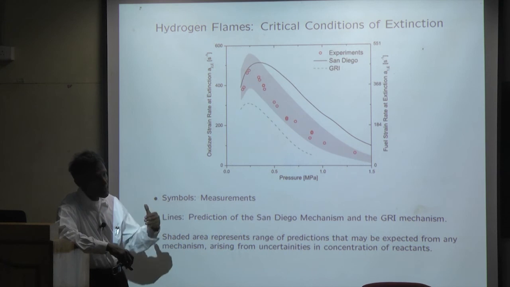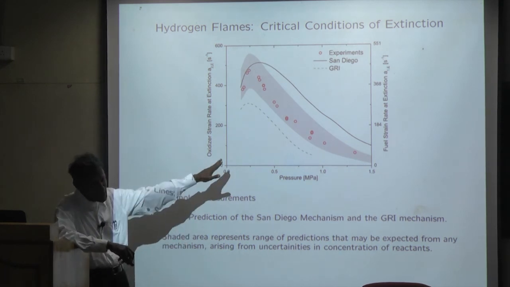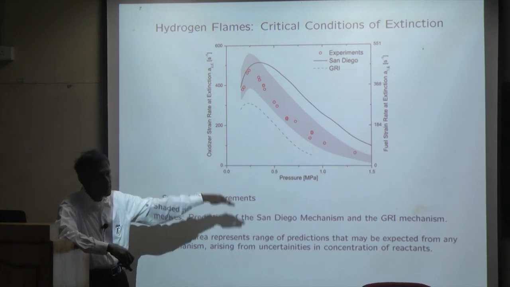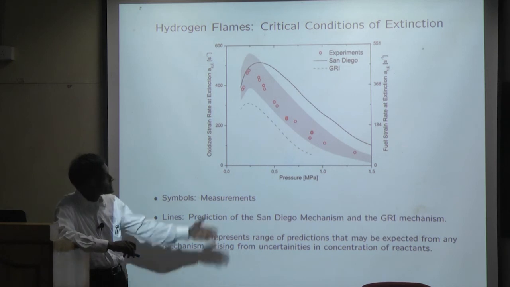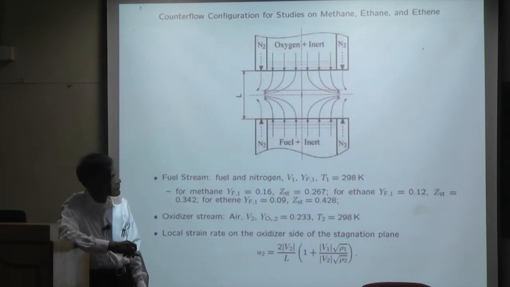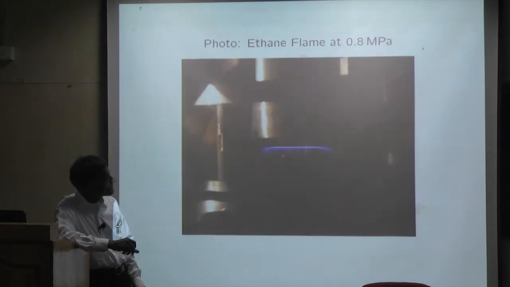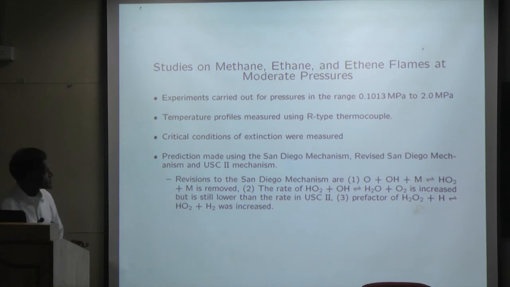But as I should show you, none of the mechanisms capture the experimental data. For hydrogen, it's worse than for ethane and methane. So Eliseo and Foreman are actually working on that to try to improve the mechanisms. All right. Now I want to show you experiments at moderate pressures.